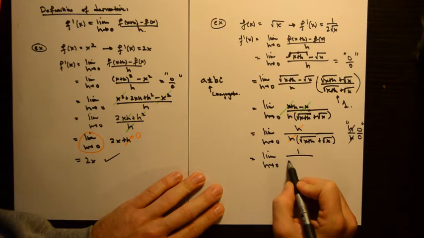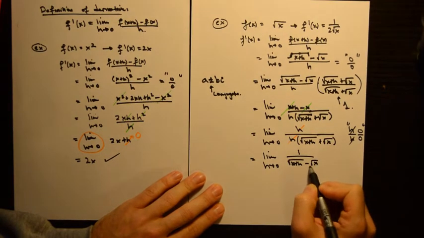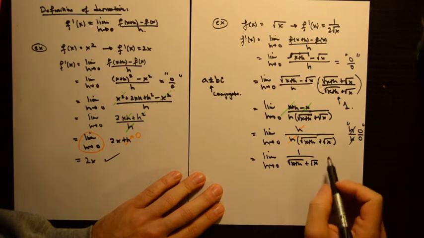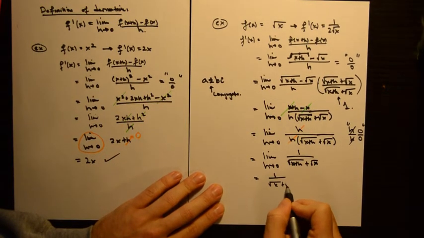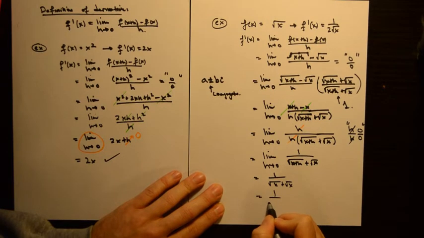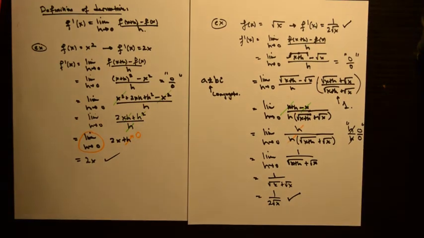It's 1 over the square root of x plus h plus the square root of x. And so this one is equal to 1 over the square root of x plus the square root of x, which is 1 over 2 root x, which is the same answer as this one.